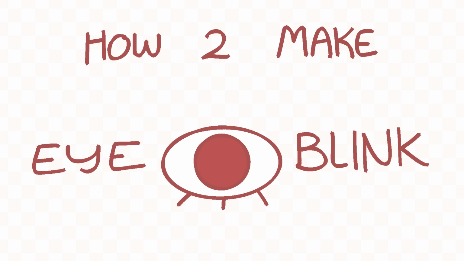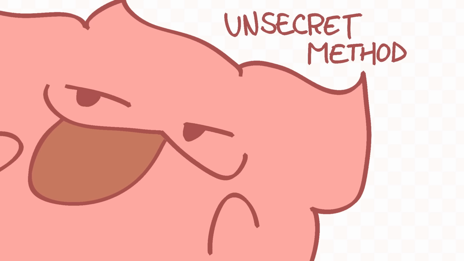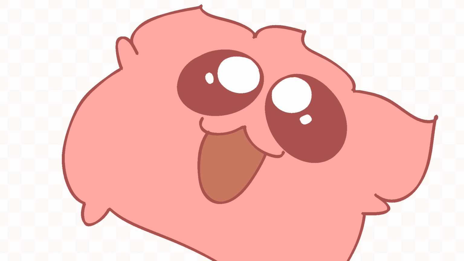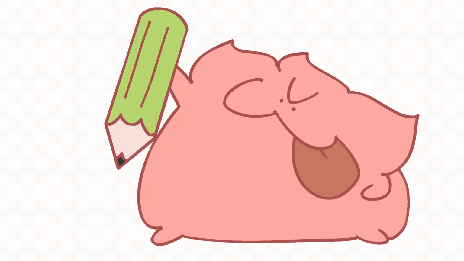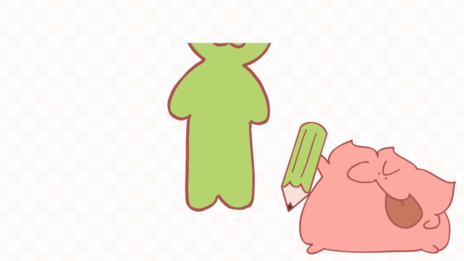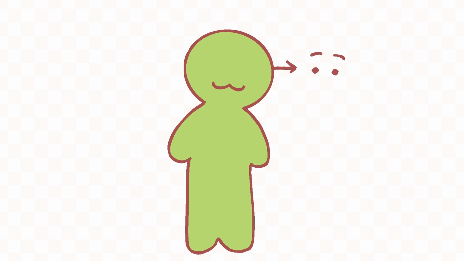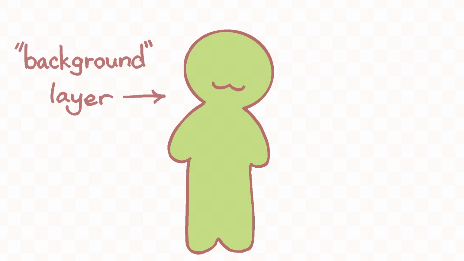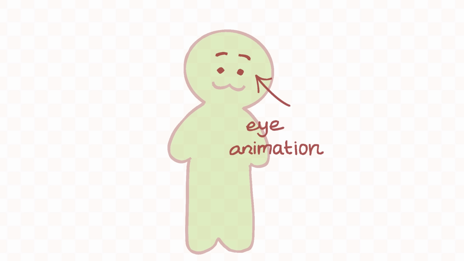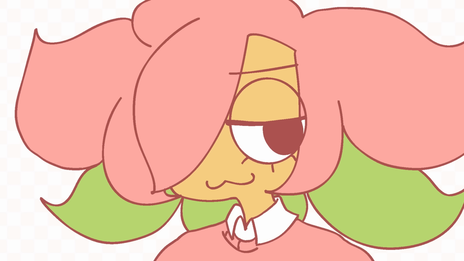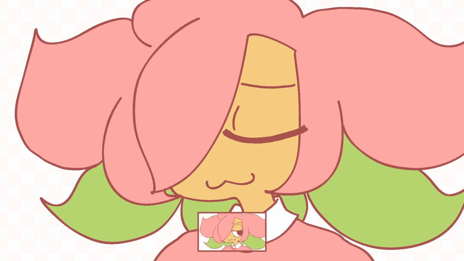How to make an eye blink. Now that you know my unsecret animation method, you can now use it to animate eye blinks. First, I'll draw the character that will be blinking, but I will leave the eyes and eyebrows out. This could be my quote-unquote background layer, and on the layer above it will be the eye animation. I start by drawing the open eye and set it as frame 1. Then I draw the closed eye and set it as frame 2.